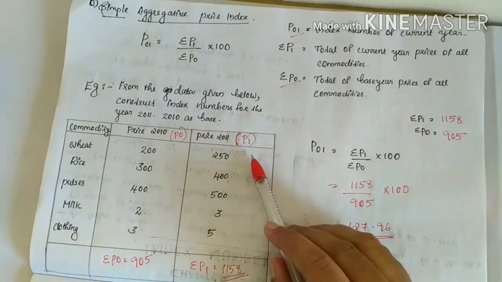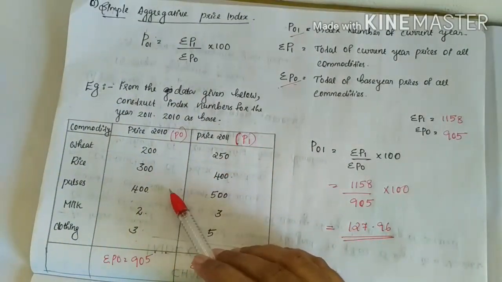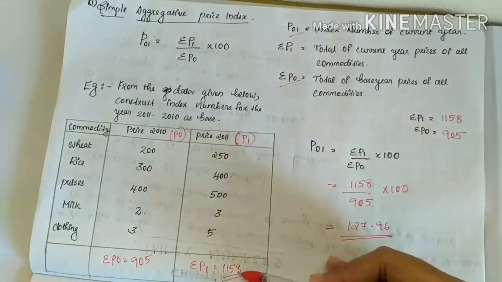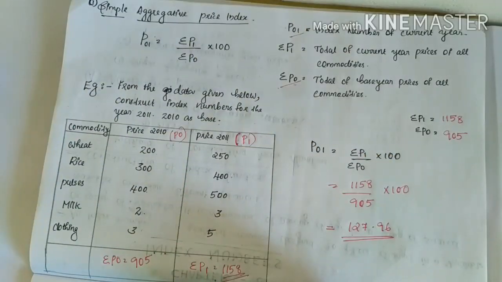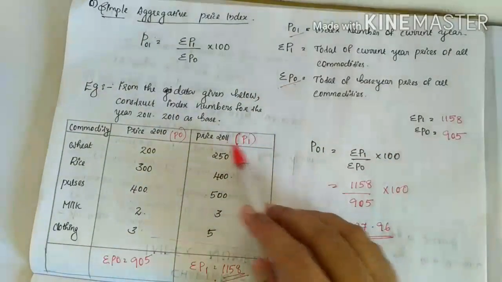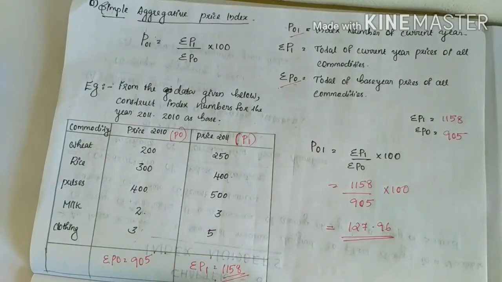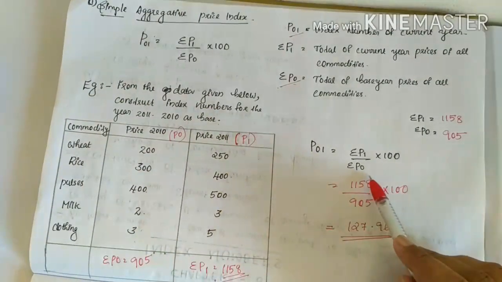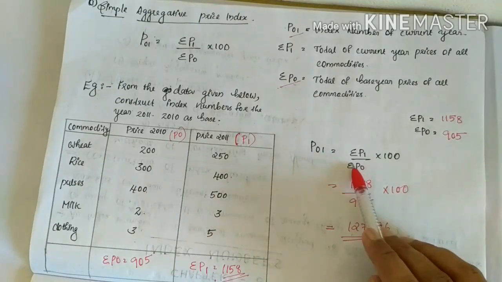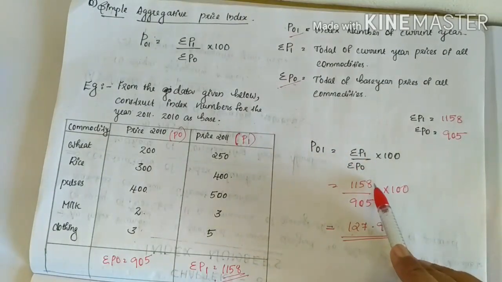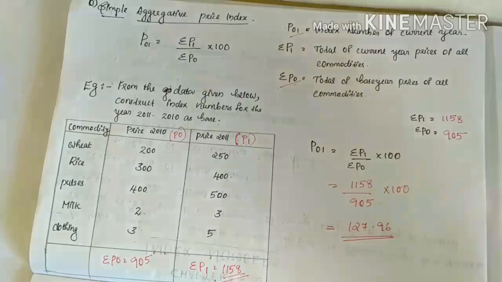First you have to identify the P1 and P0. The current year is known as P1 and the base year is known as P0. After identifying the P1 and P0, next you have to calculate sigma P1 and sigma P0. Then apply this equation: price index is equal to sigma P1 divided by sigma P0 into 100.